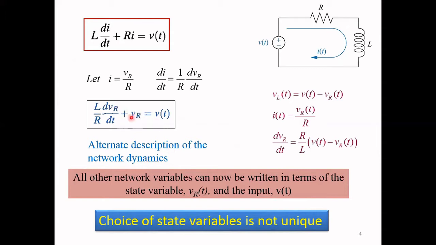All the other variables can now be written in terms of the state variable VR of t and the input V of t. Because current is equal to VR over R, we have replaced current with this value, and our new equations will be in this form. So Ri will be replaced with VR, and for this we have entered the value of this equation. So this is our second choice.